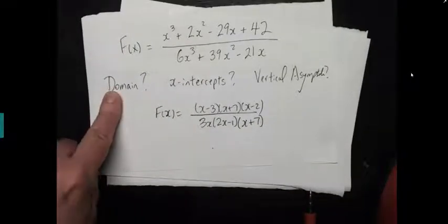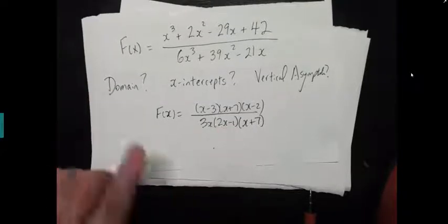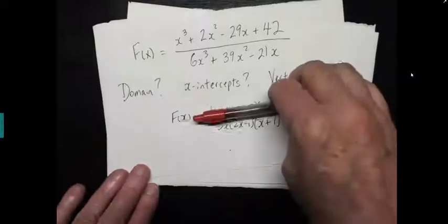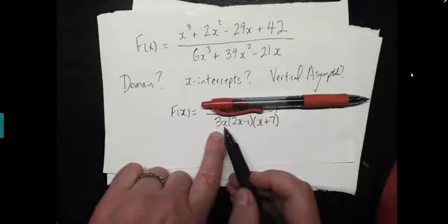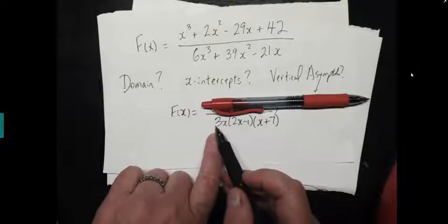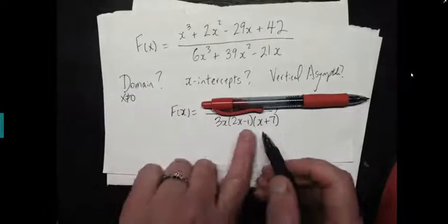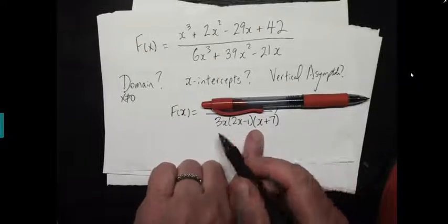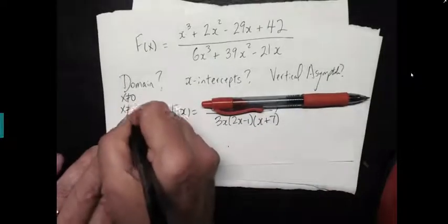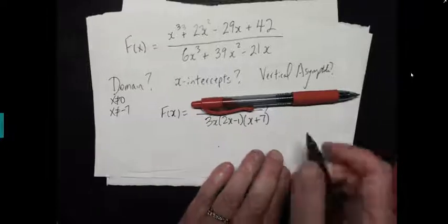Now, for the domain, we do not do any cancellation. No cancellation to get the domain. So for the domain, I look at the denominator, and I can see if x is 0, that will make the denominator 0, and we cannot have that. I also see here, that's an easy one, if x is negative 7, that'll make the entire denominator 0. Also here, I can see if x is a half, that'll make the entire denominator 0.